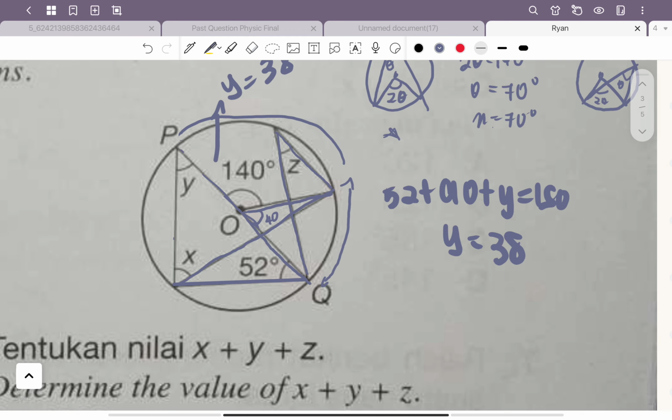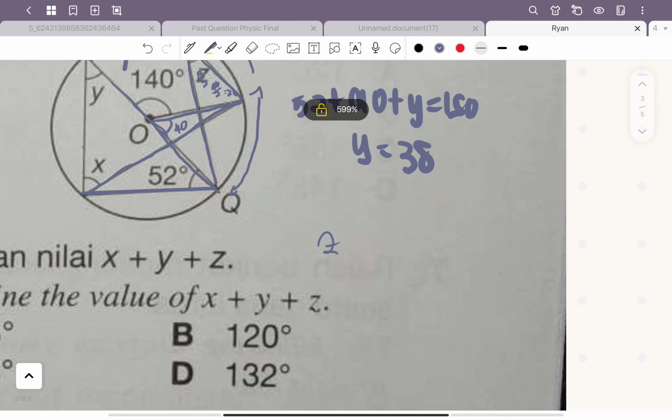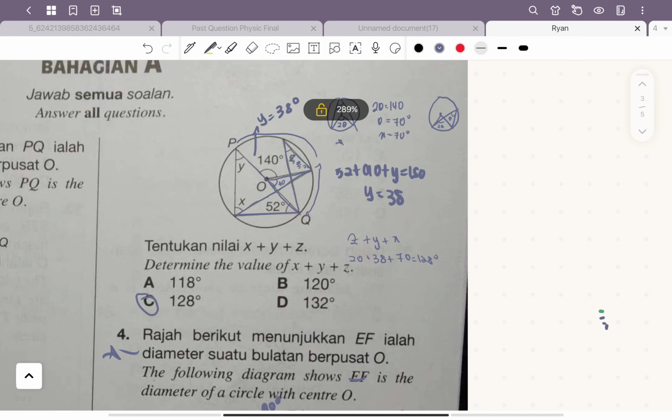So then for z, it is actually theta divided by 2, which is 40 divided by 2, which is 20. So you already found z, already found y, already found x. So just add them. You should get your answer, which is 128. Okay?